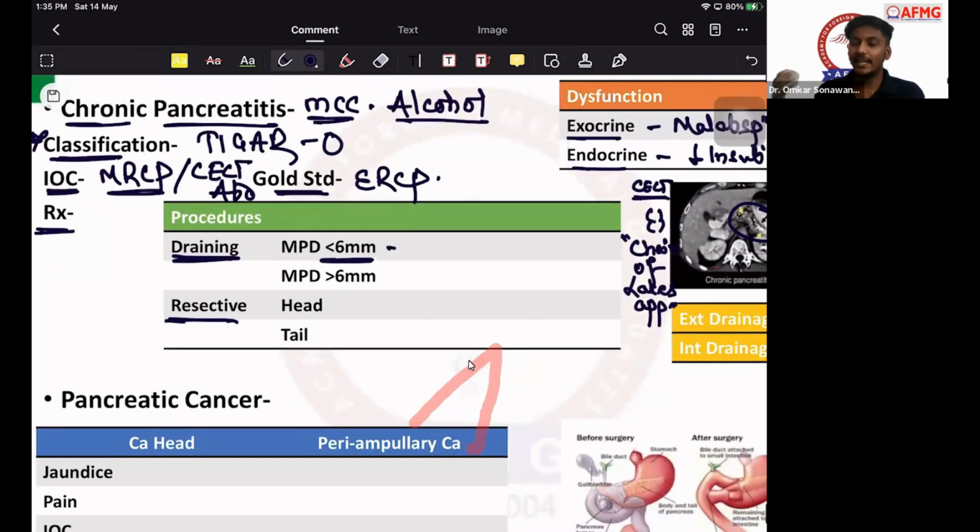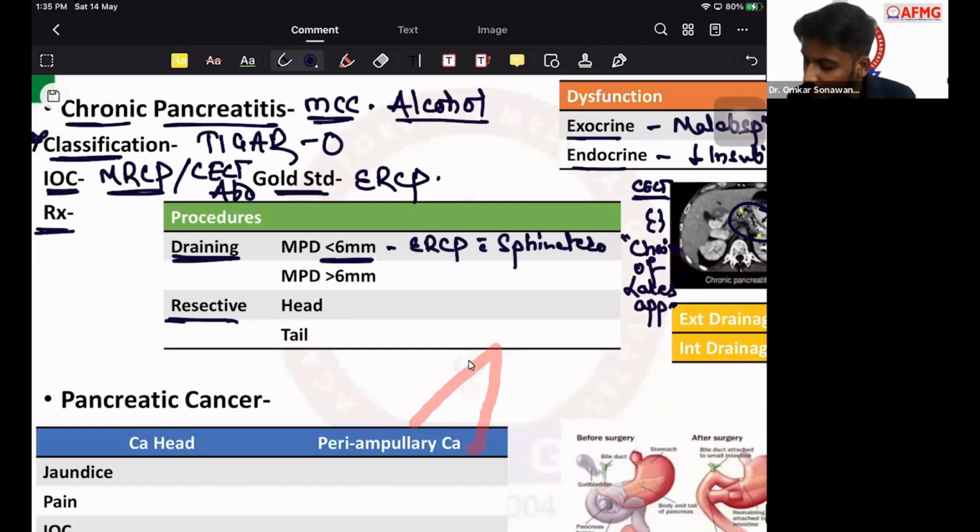As I told you, why is ERCP the gold standard? Because it is diagnostic as well as therapeutic, right? So here I will perform ERCP with sphincterotomy. Please remember, the treatment of choice if the main pancreatic duct is less than 6 mm is usually ERCP with sphincterotomy.